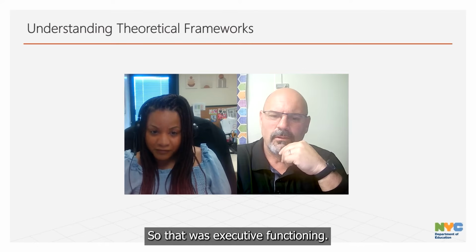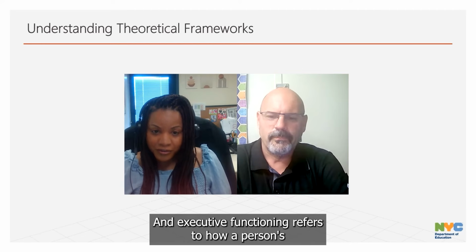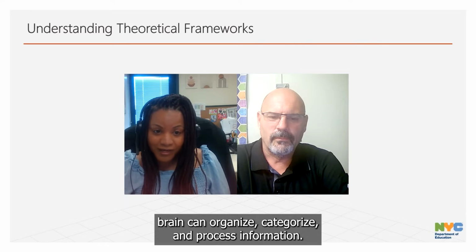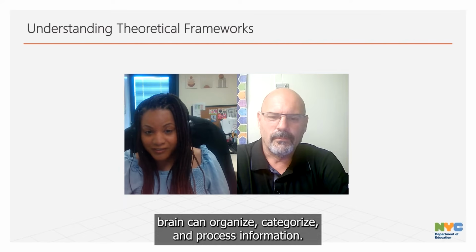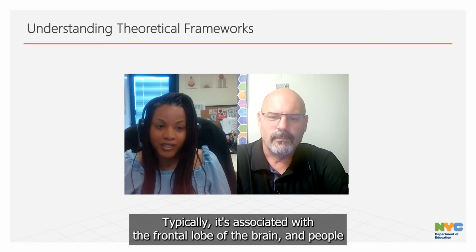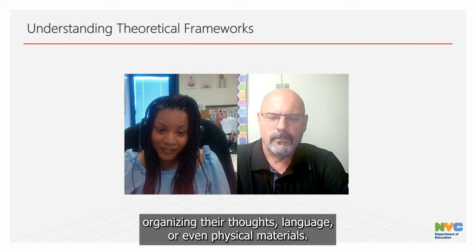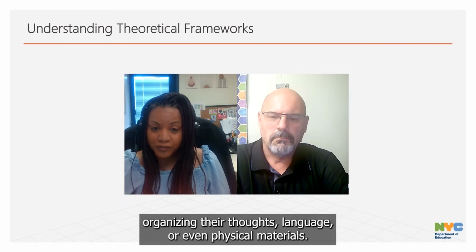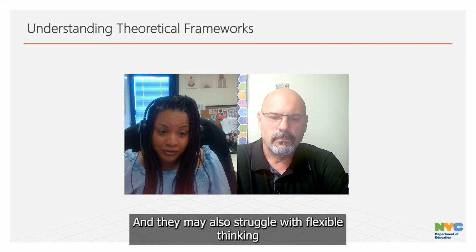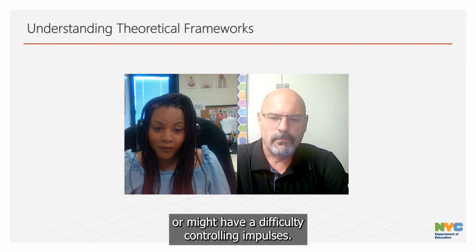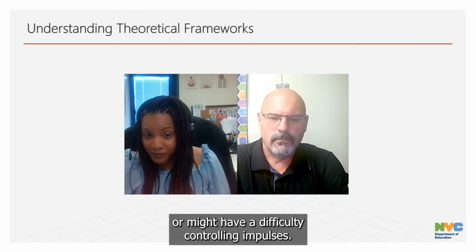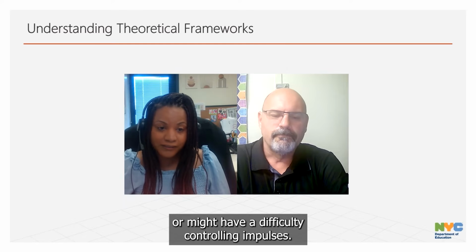That was executive functioning. And executive functioning refers to how a person's brain can organize, categorize, and process information. Typically, it's associated with the frontal lobe of the brain, and people with weaknesses in their frontal lobes, for example, may have trouble organizing their thoughts, language, or even physical materials. And they may also struggle with flexible thinking or might have a difficulty controlling impulses.